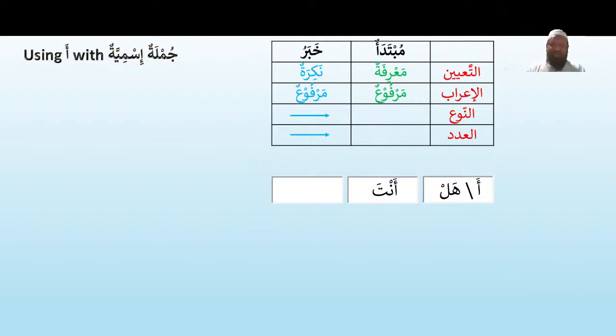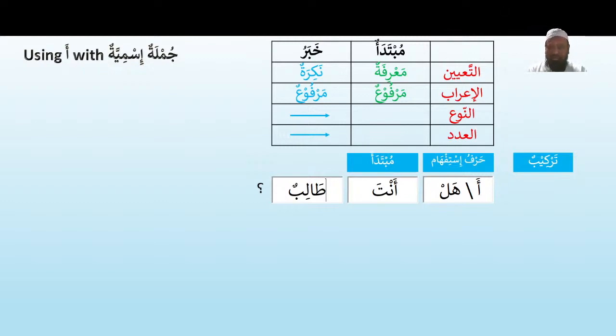So let's see. Anta. So we can say anta, or we can say hal anta. Anta means you, and talibun. أنت طالب or هل أنت طالب. So tarkib is straightforward. هل حرف استفهام, أنت is مبتدأ, and طالب is خبر. Again, on the خبر it should be tanween.